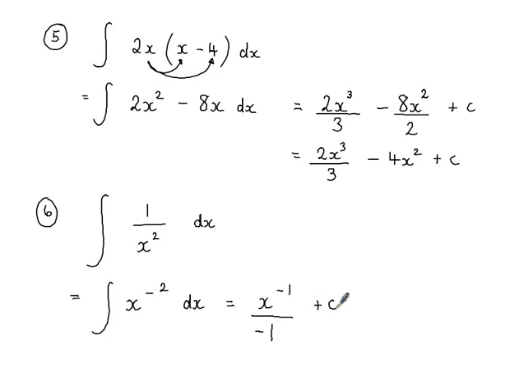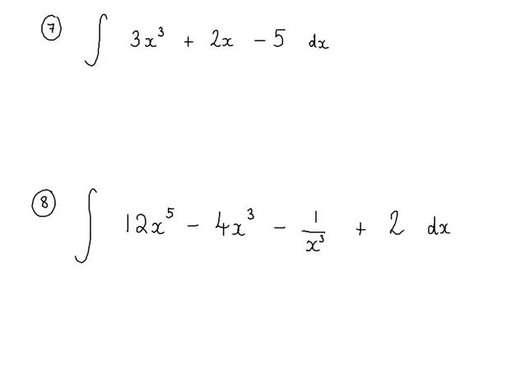Now this can be written a little bit neater. We don't need to write it back as a fraction, but we don't really want the minus on the bottom of the fraction. So the minus comes up to the side, and then we don't need to bother writing the 1 on the bottom. So we have minus x to the minus 1 plus c. Like I said, you don't have to write it as a fraction again. You can leave it as a negative power in additional maths. So your final answer there is minus x to the minus 1 plus c.